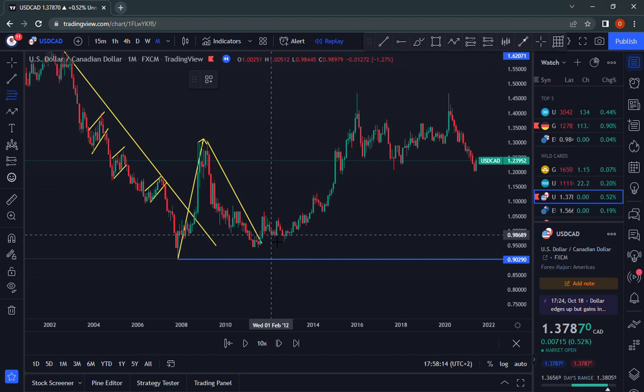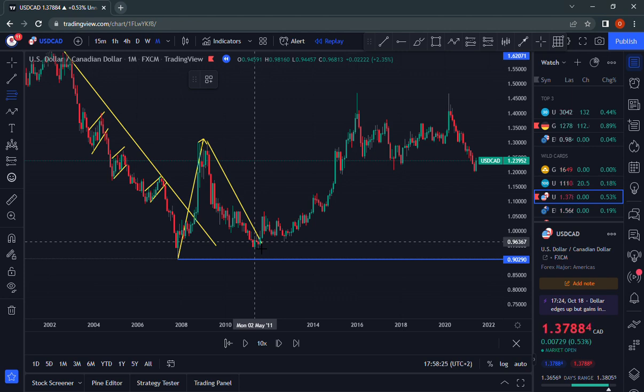When it comes to fibs and stuff like that, when it breaks the trend line, where do you put your fib? You understand? That is a question. Where do you put your fib? DK, can you help me there? I want to check something before I go on.